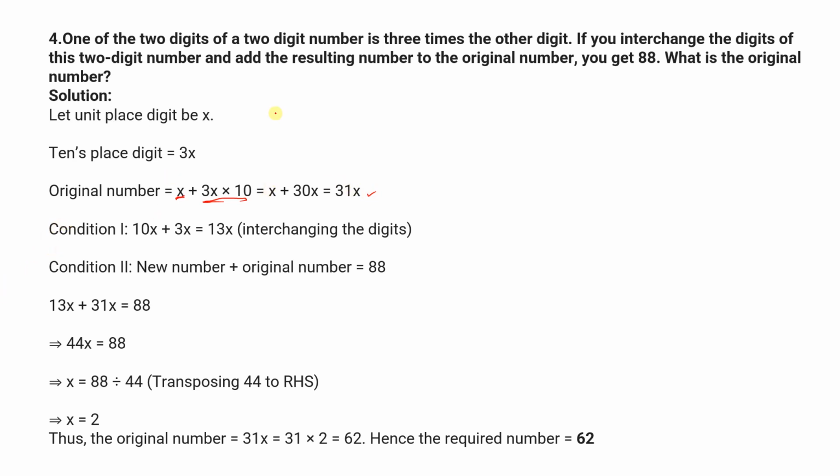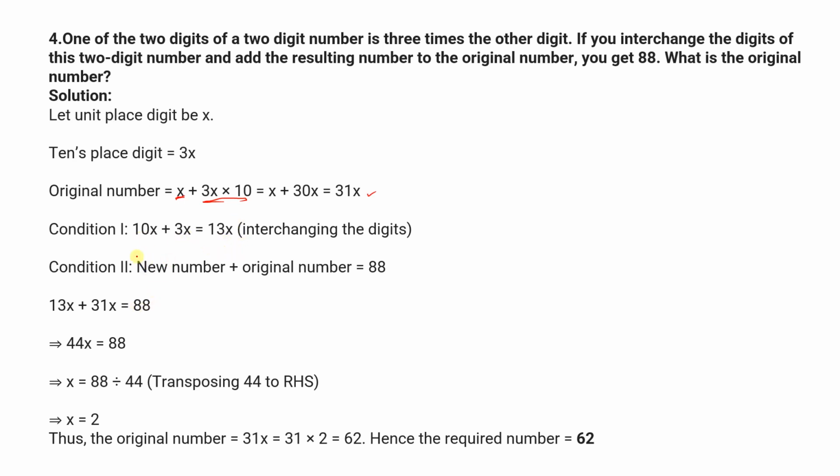Now, what they have given is, if you interchange the digits of this two-digit number, that means x and 3x will get interchanged. That means the digit in the tens place would become x, 10x, and the digit in the ones place becomes 3x. So 10x plus 3x is 13x.